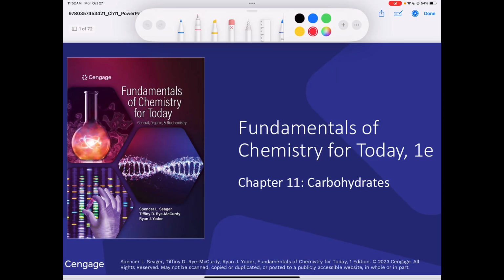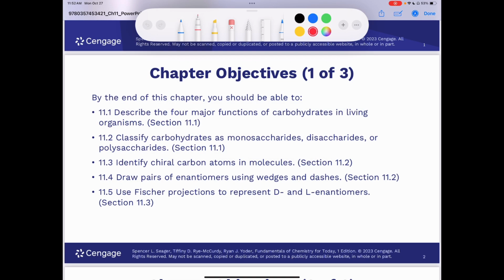Okay, chapter 11 deals with the chemistry of carbohydrates. By the end of this chapter, we have three slides here of things that we should be able to do. Describe the four major functions of carbohydrates. That's going to be in this video, section 11.1. Also classify carbohydrates as monosaccharides, disaccharides, or polysaccharides. We'll do that in this video as well.